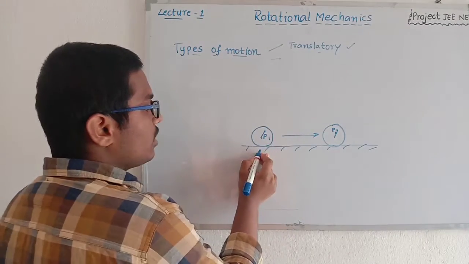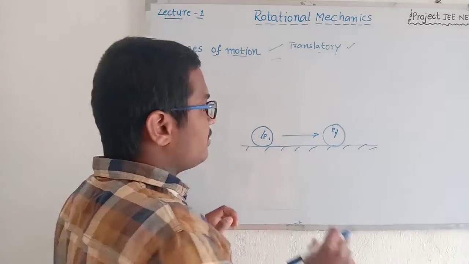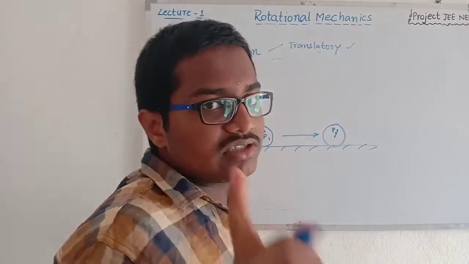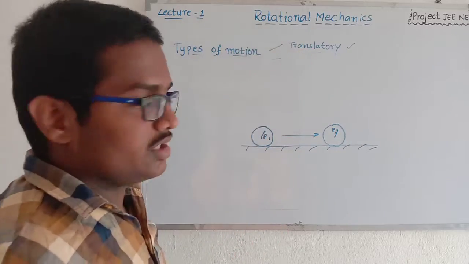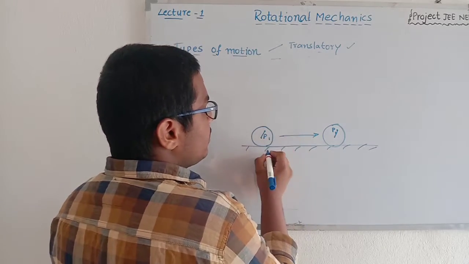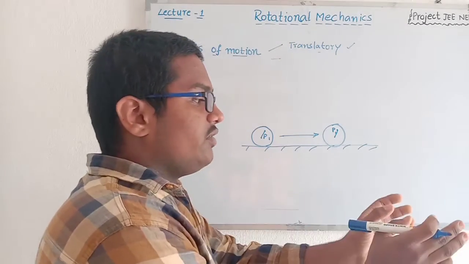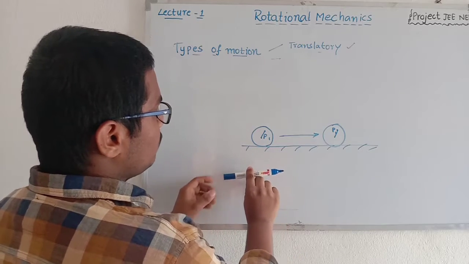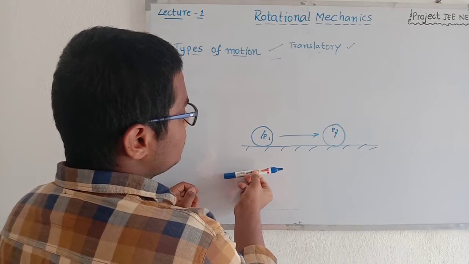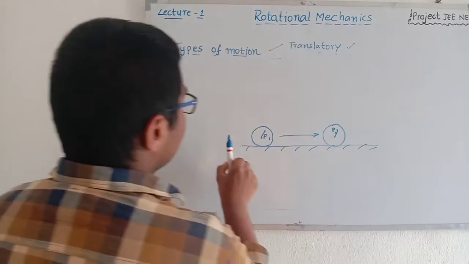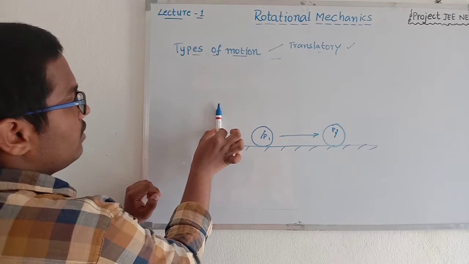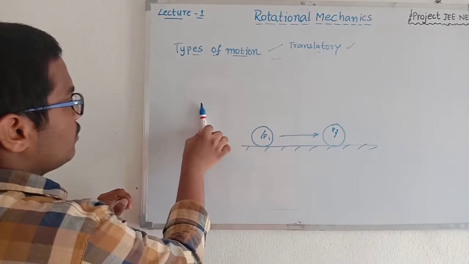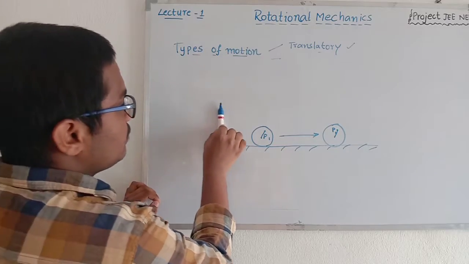I know this is a rigid body. For a rigid body, the distance between the center and P1 must not change, and the direction also must not change in translatory motion. Translatory motion indicates motion of the body without changing. If we assume this as a body, then translatory motion is motion of the body like this. Rotational motion is like this. Translatory motion is like this.